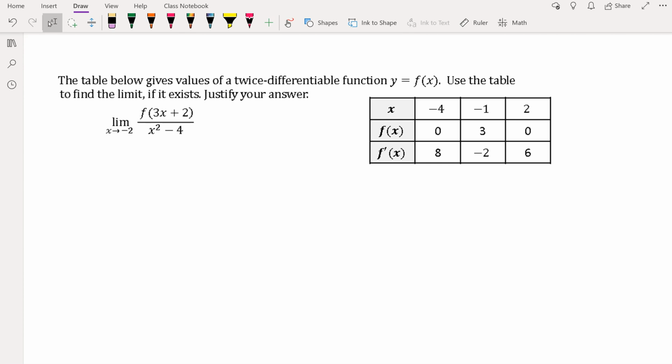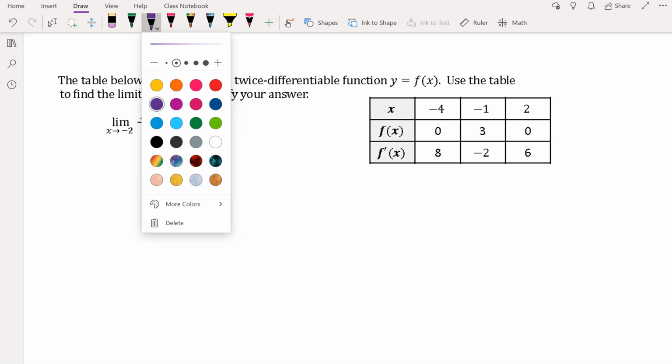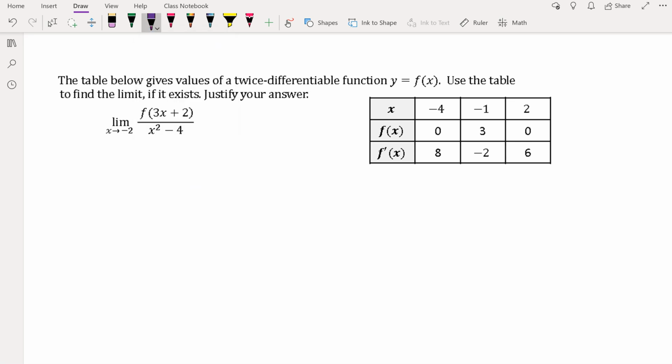All right, so we are going to start by looking at the limit of the top and the bottom. Sometimes when you have fractions, it's good to start by looking at the limit of the top and the bottom separately. So we have the limit as x approaches negative 2 of f of 3x plus 2, and the limit as x approaches negative 2 of x squared minus 4. If we plug in negative 2 into x squared minus 4, we get negative 2 squared, that's 4, minus 4, which equals 0. So we already have a problem. We're dividing by 0 when we substitute.